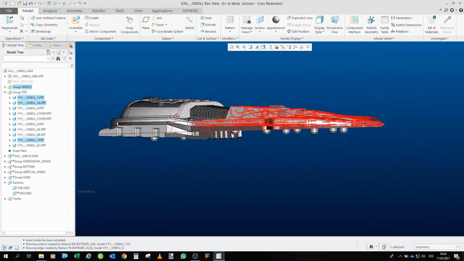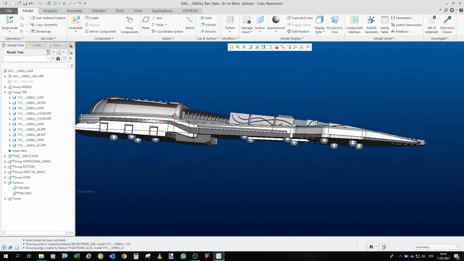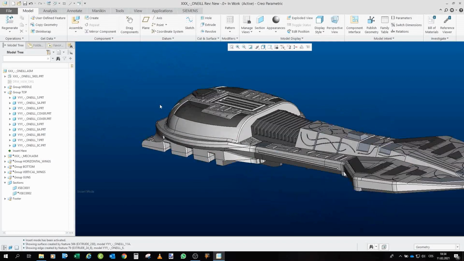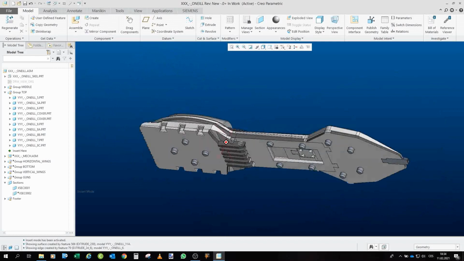Okay, so this is basically what we are intending to print today. I guess I was boring you for quite some time, so let's go straight to the print.